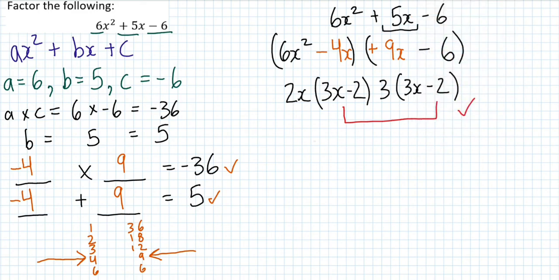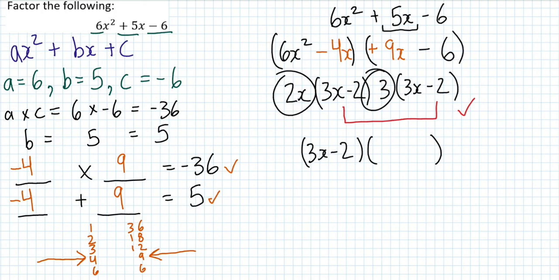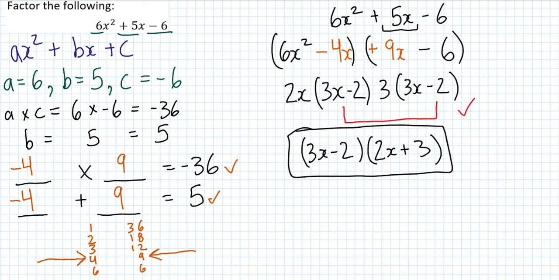Our final answer will be in the form of 2 brackets. What goes in the first bracket? 3x minus 2. Whatever is in these 2 brackets that repeats above. What goes in the last bracket? Whatever's left. 2x plus 3. And that is our final answer.